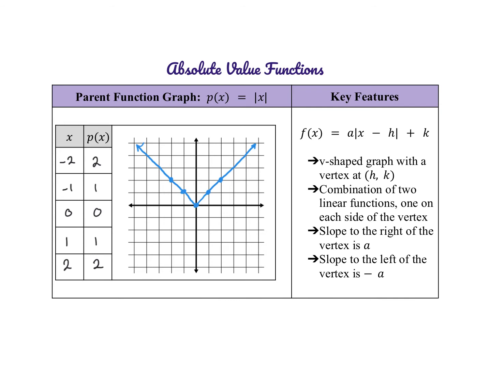Another key feature is that absolute value graphs are really a combination of two linear functions, one on either side of your vertex. So you can see this is its own linear function going to the right, and this would be a different linear function happening on the left. The slope to the right of the vertex is always going to be that coefficient here. So when it's just a 1, you can see the slope going to the right is +1, up 1 over 1. And the slope going to the left is going to be the opposite of whatever this coefficient is. So you can see to the left of my vertex, the slope of this line is -1.